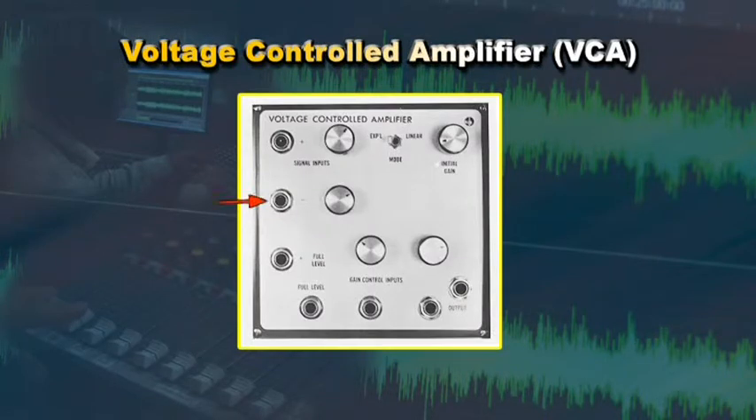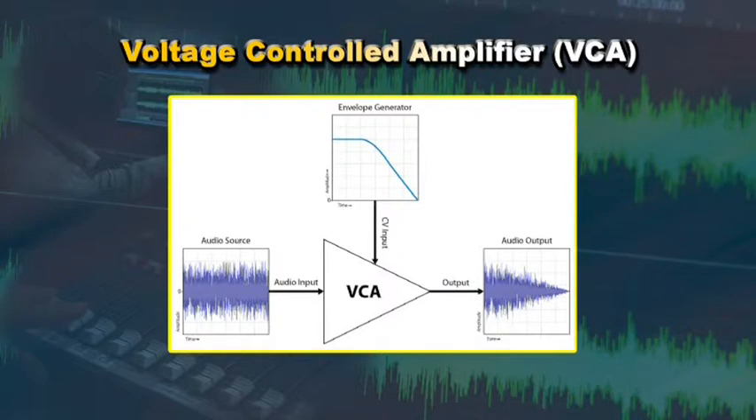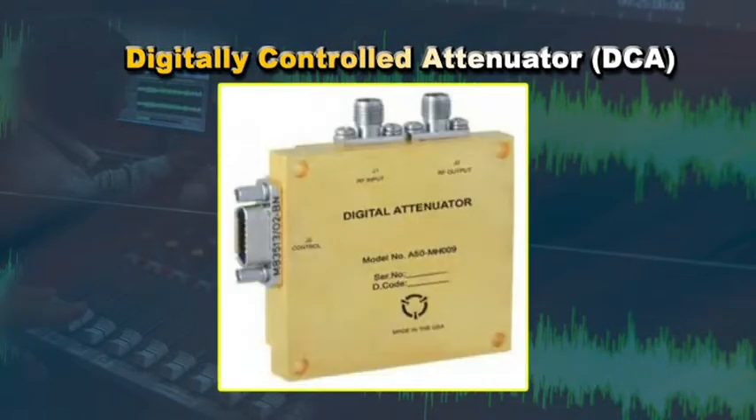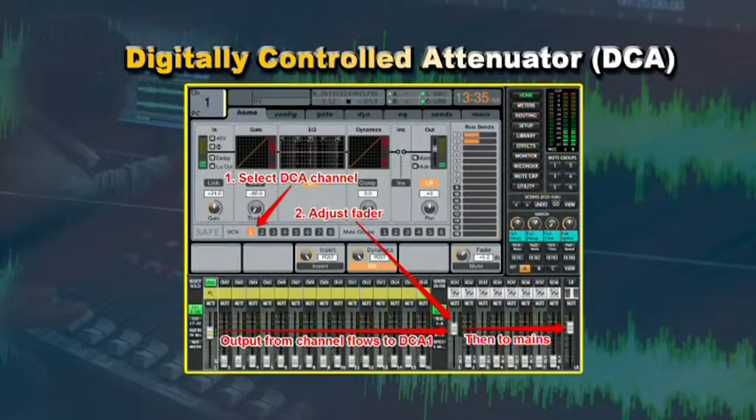Its gain is controlled by a DC voltage applied to a control pin. In a VCA fader, audio is not passed through the fader itself but is routed through the VCA, so the fader carries DC instead of audio and the audio is controlled indirectly. The latest alternative to the VCA fader is the DCA fader, that's digitally controlled attenuator, whose gain is controlled by digital values, binary instead of DC voltage.